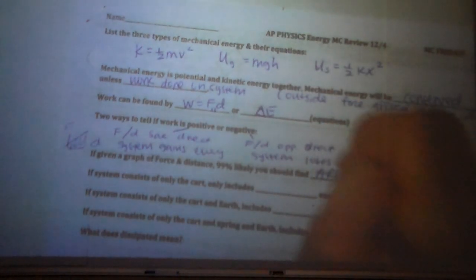If you have a force distance graph, so if you have FD, almost certainly you are going to need to find the area under the curve, and what that area will represent is the force times the distance, which is the work or the change in energy.